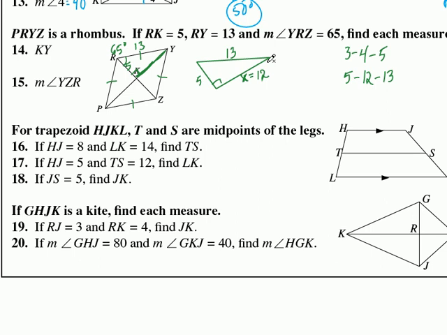So was it that dumb knowing your Pythagorean triples? No, it was pretty smart to know that because it saved me work. Anytime I save some work, I think that's a smart thing, don't you? Yeah. All right, so that's 12.